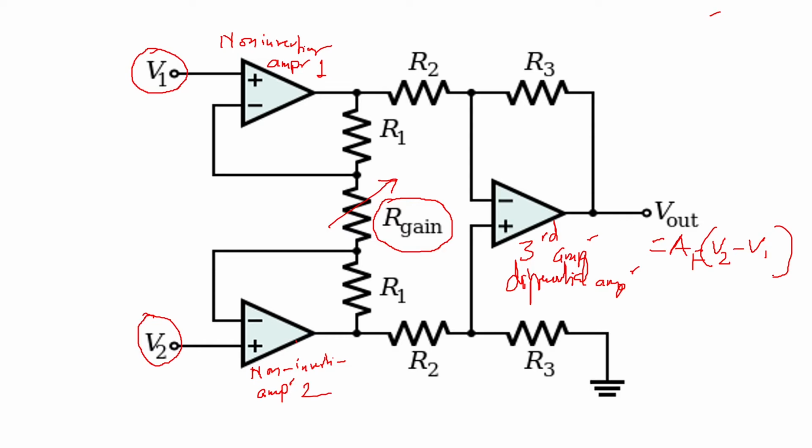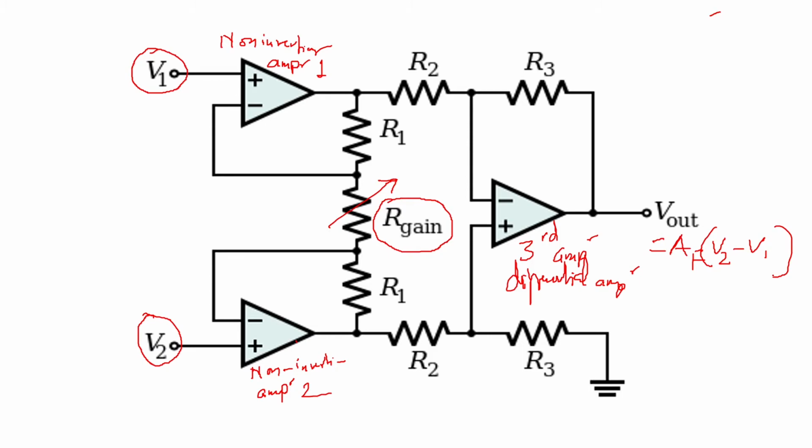The input stages are two non-inverting amplifiers. The gain of this whole circuit can be adjusted by the R gain resistor. With only one gain resistor you can handle the gain of the full circuit. And the output of the last, third amplifier, which is a differential amplifier, will be an amplified version of the difference between the two inputs, V2 minus V1.